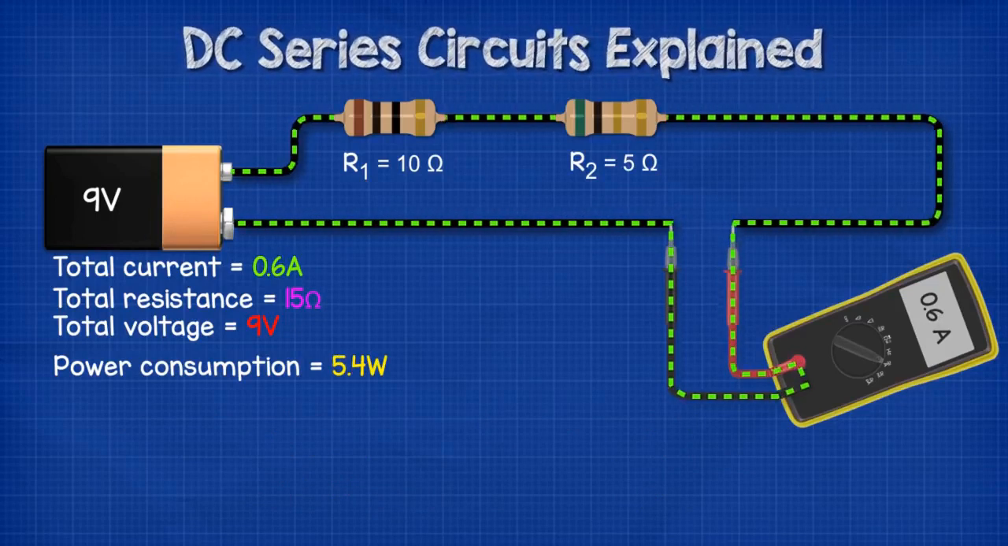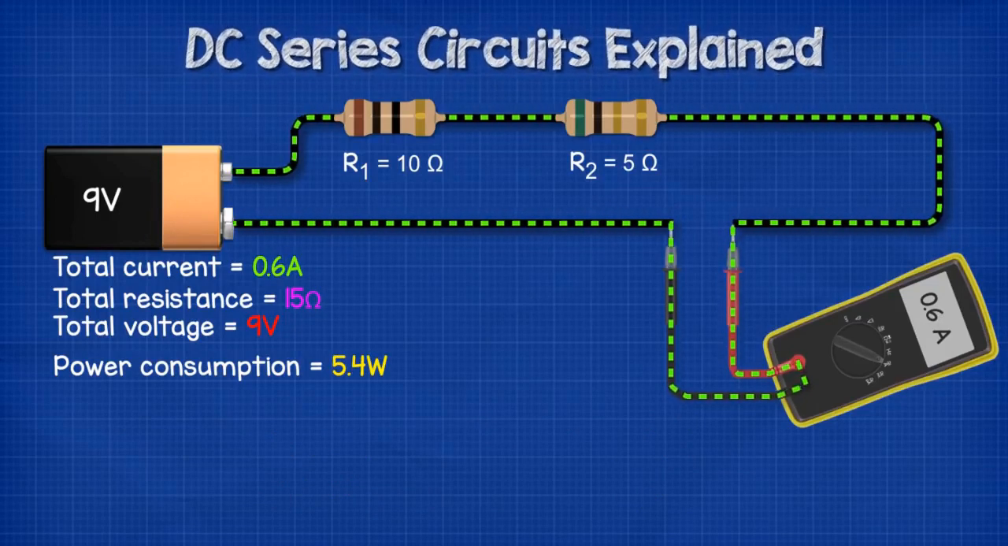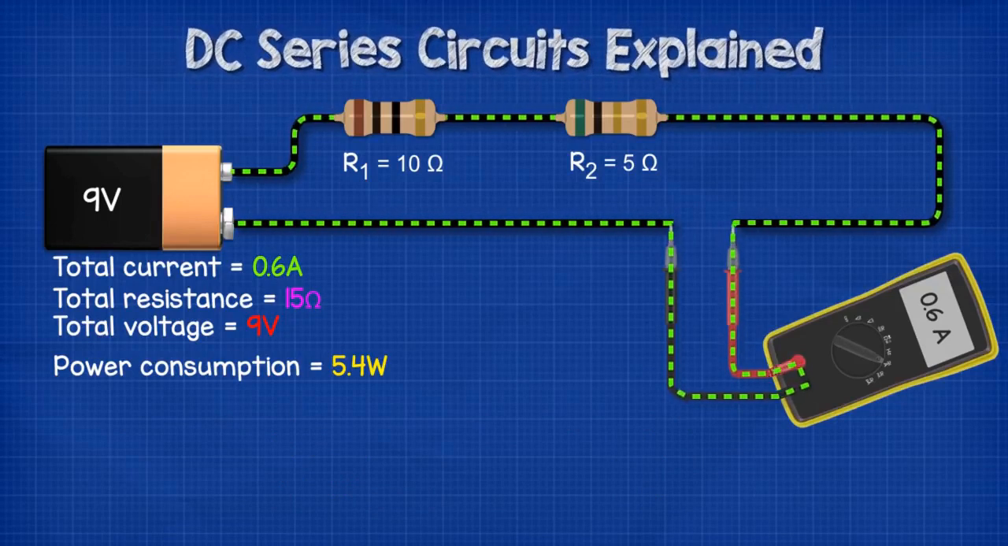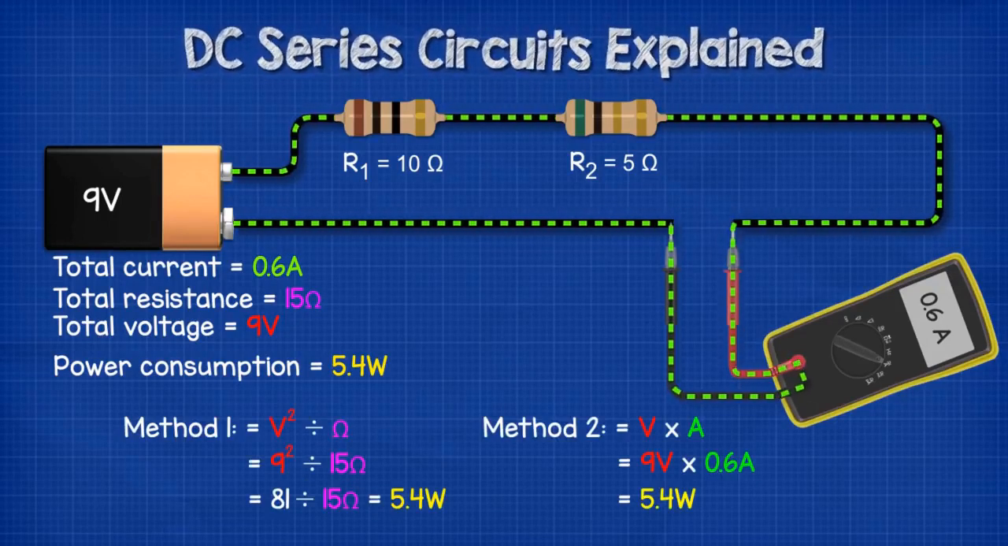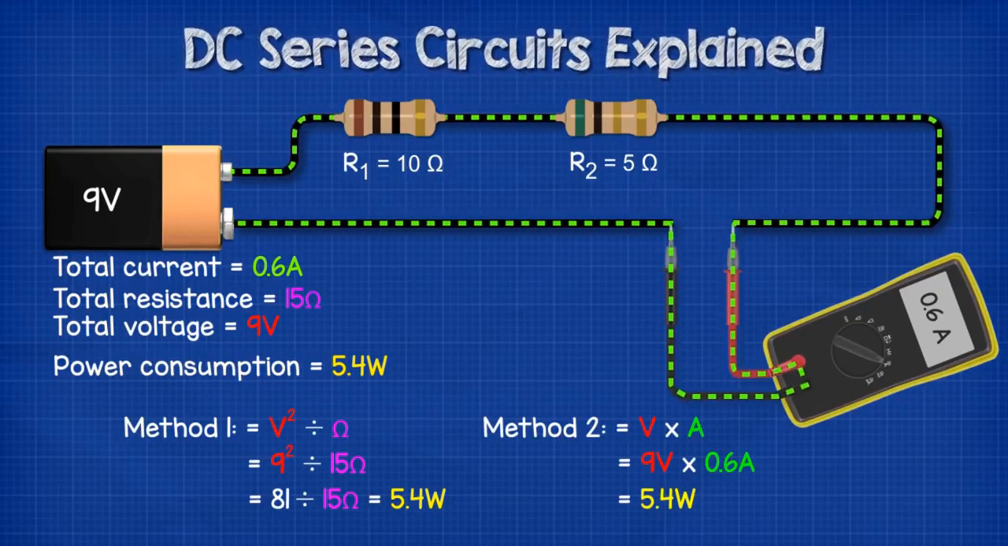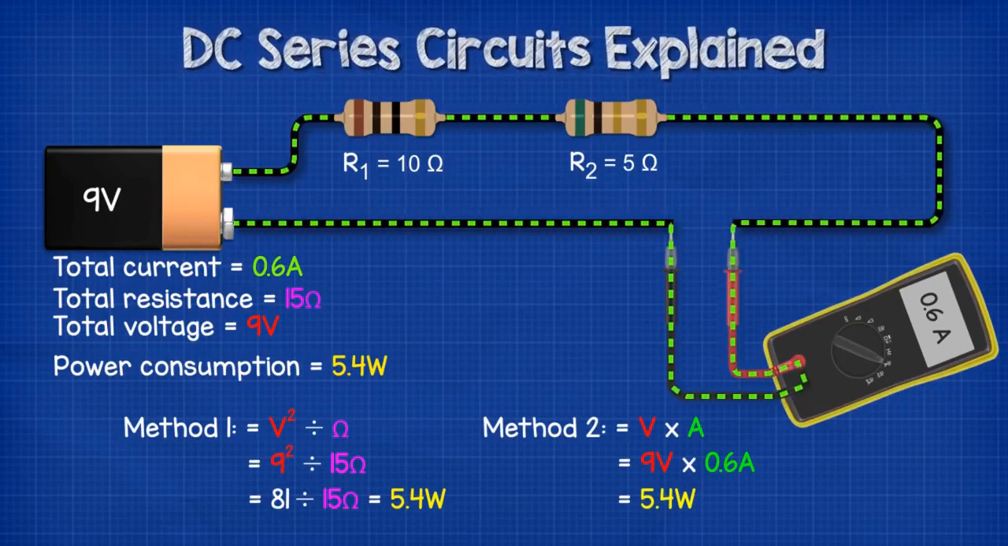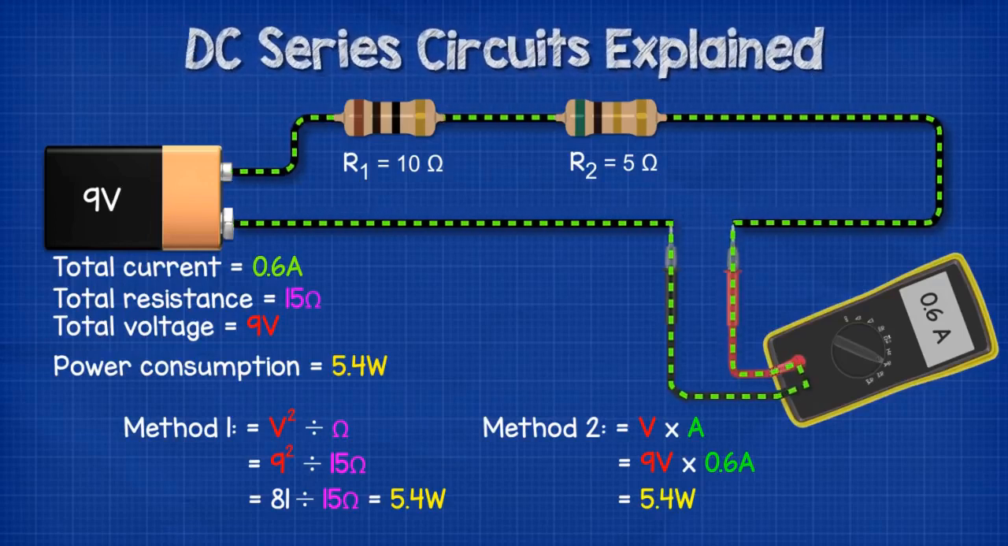In the circuit with the 10 ohm and the 5 ohm resistor, the total resistance was 15 ohms, and the current was 0.6 amps. So 9 volts squared is 81, divided by 15 ohms is 5.4 watts. Or 9 volts multiplied by 0.6 amps equals 5.4 watts.